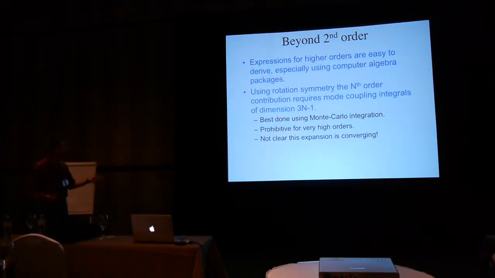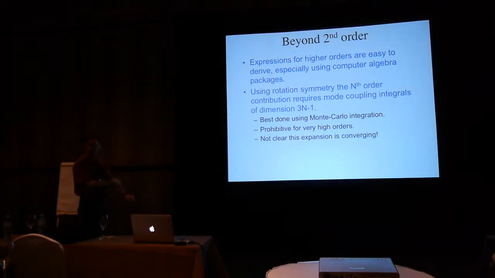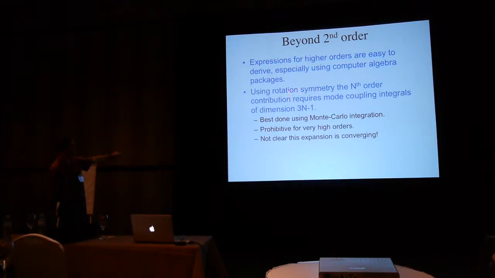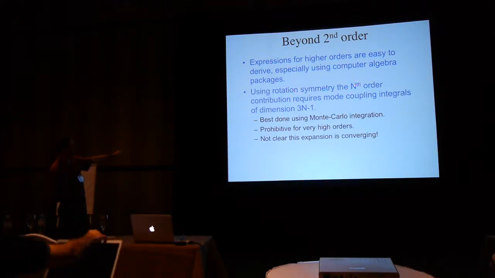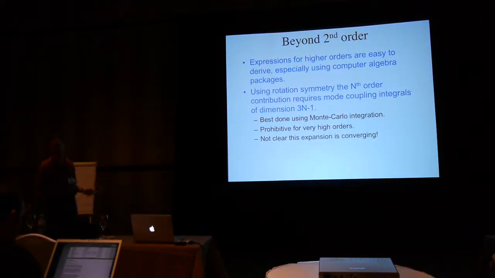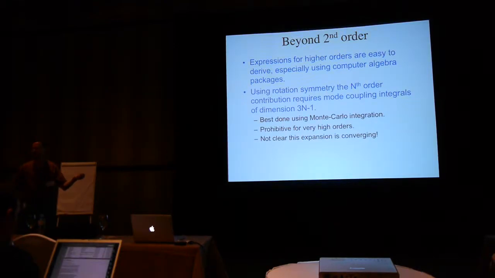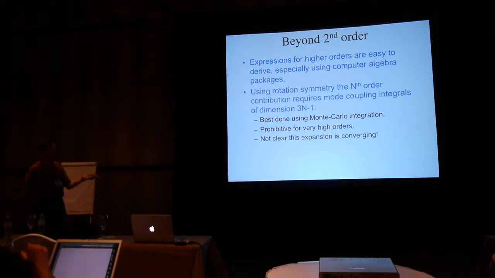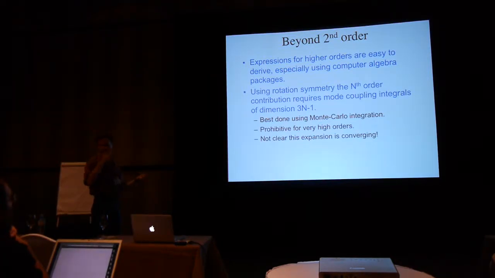And as I mentioned earlier, the expressions for the higher orders are fairly easy to derive if you can use Mathematica. This is actually the work of about an hour. There's one kind of problem with this, is that you can use rotation symmetry to take your nth order integral, so if I'm doing like second order or third order or fourth order, and reduce it down to a mode coupling integral of dimension 3n minus 1. But once n is 3 or 4, that's already kind of an annoyingly large dimension integral. So this is actually best done using Monte Carlo integration, which is a numerical method. So I'm doing this analytic theory numerically.